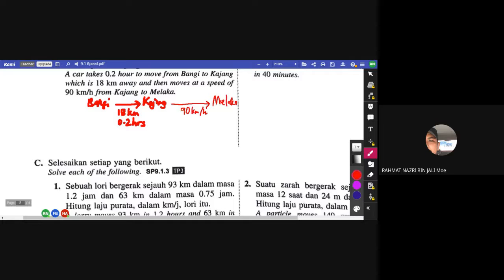Okay, so the speed from Kajang to Malacca is 90 km per hour. But the speed for Bangi to Kajang is not given, so we have to calculate first the speed from Bangi to Kajang. Speed is distance divided by time taken. So 18 kilometer, and then the time is 0.2 hours.